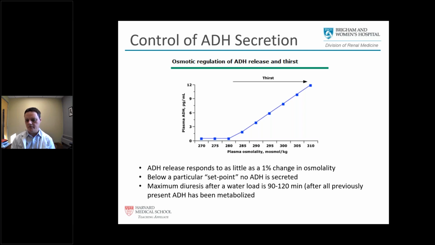Below a particular set point, no ADH is secreted. So once your serum osmolality gets below a certain point, then you will not produce any ADH and you will produce an extremely dilute urine. When you take a water load, about 90 to 120 minutes after you take the water, you have your maximum diuresis. This is when all the previously present ADH has been metabolized, and also the aquaporins in the kidney that allow for the water to be excreted are inserted back into the cell membranes. So very small changes in osmolality lead to significant changes in ADH secretion and change your urine concentration.